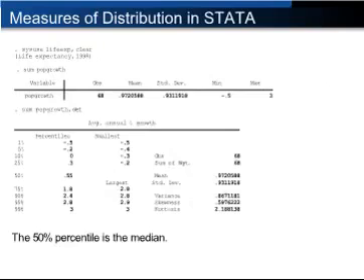Measures of distribution in Stata by using the command sum pop growth. Press Enter. We will get observations, mean, standard deviation, minimum and maximum values of population growth. For percentiles, use the command sum pop growth, detail. Press Enter. You will get percentile values at 1%, 5%, 10%, 25%, etc. You can also get observations, sum of weights, mean, standard deviation, variance, skewness and kurtosis values.